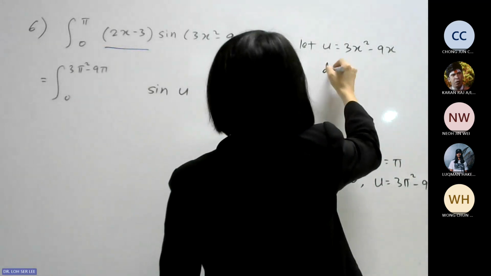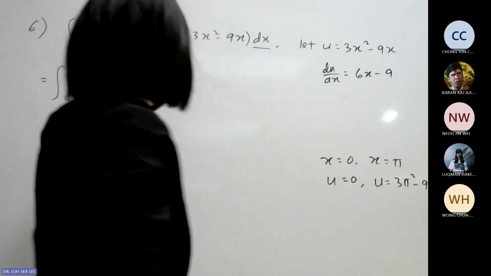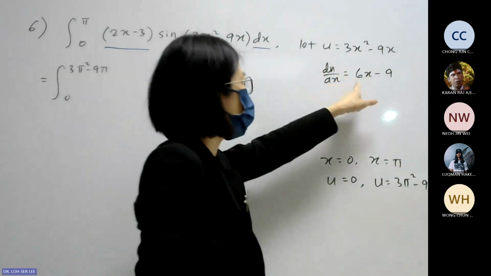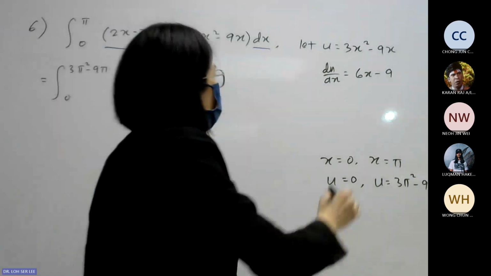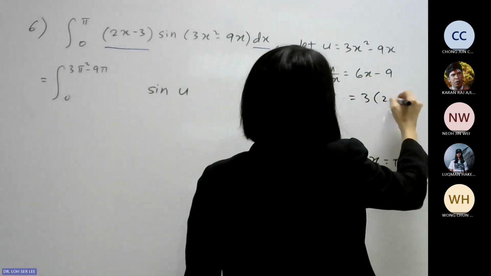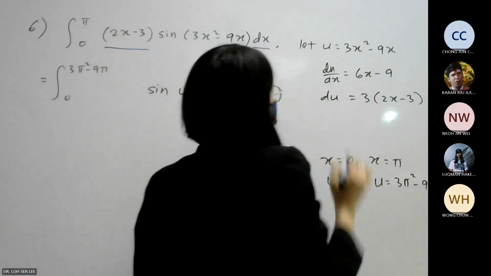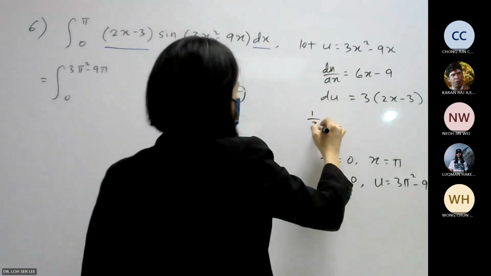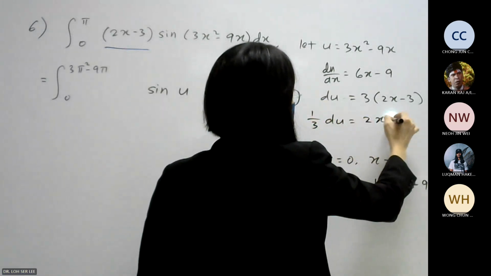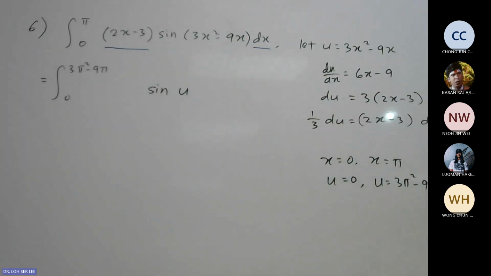So differentiate. We need only 2x minus 3, but here we have 6x minus 9. So we can factorize 3. The x moves to the right, but we do not want the 3, so just move it to the left. Then you can start to replace your 2x minus 3 dx.